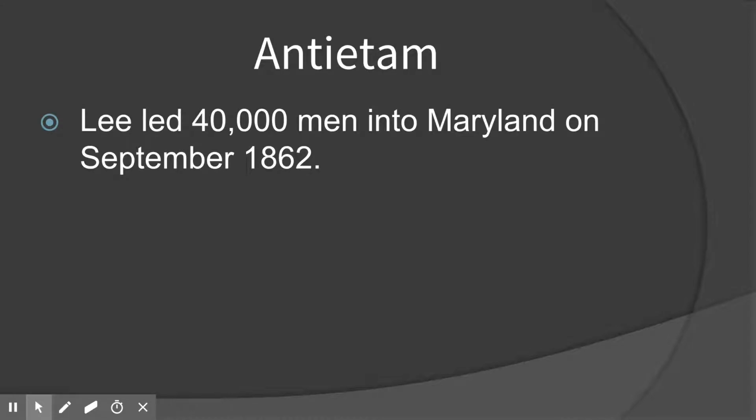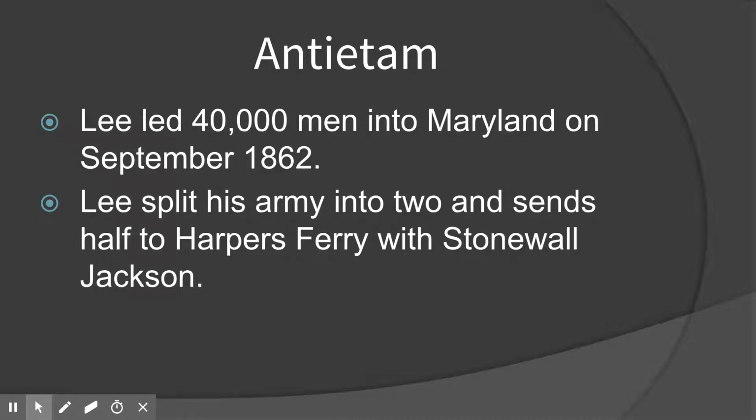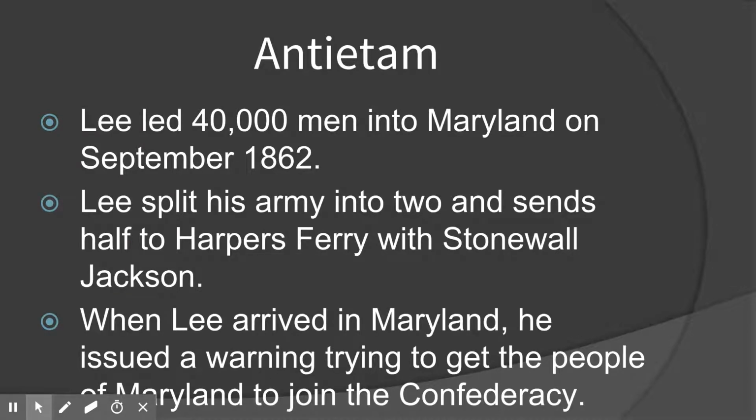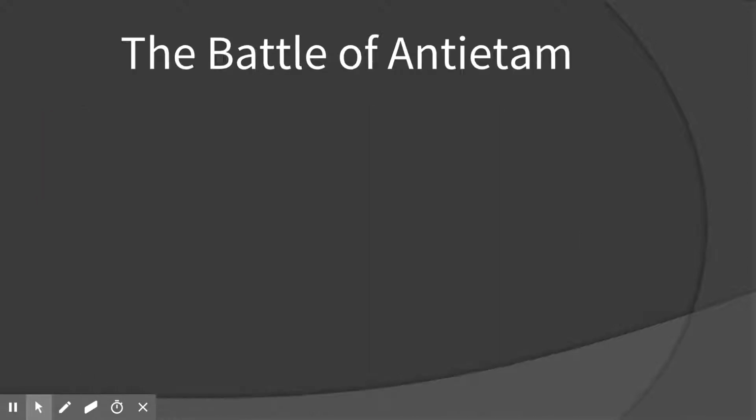Antietam. Lee is going to lead 40,000 men into Maryland in September of 1862. He'll split his army into two and send half to Harper's Ferry with Stonewall Jackson. When he arrives in Maryland, he issues a warning trying to get the people of Maryland to join the Confederacy.